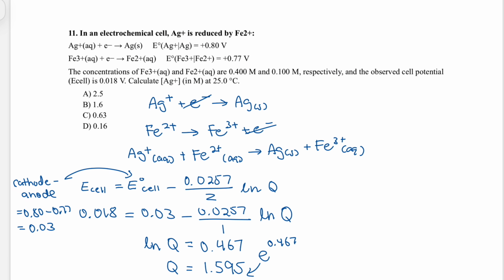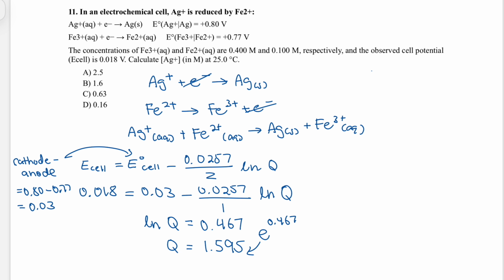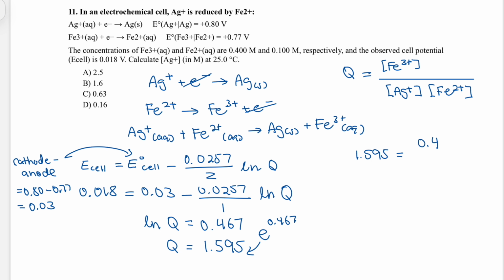And then finally, they're asking for the concentration of Ag+. So we know that Q equals products over reactants. So Fe3+ over Ag+ times Fe2+. And then we don't include the Ag because it's a solid and there's no concentration of a solid. So they tell us the two Fe values and then we just solve for Ag+. So we know Q is 1.595. Fe3+ is 0.4. And then Fe2+ was 0.1. So if you solve for Ag+, it's 2.5.